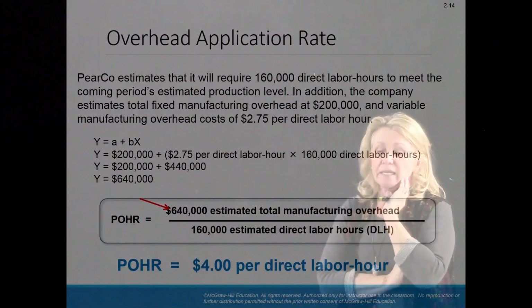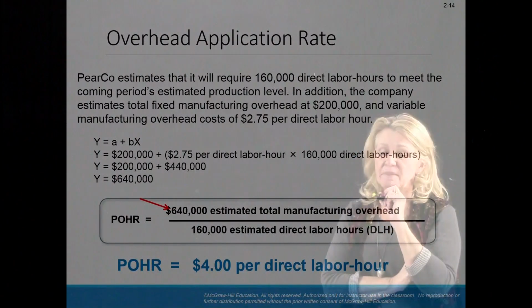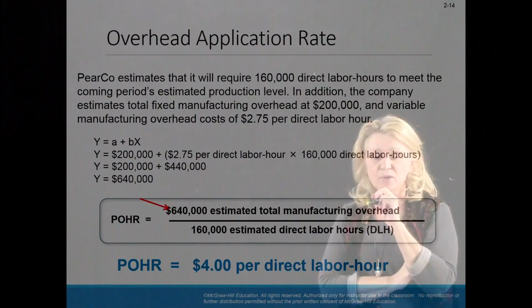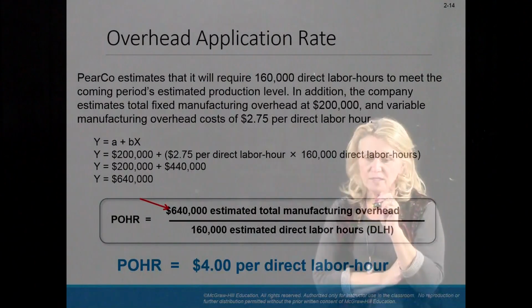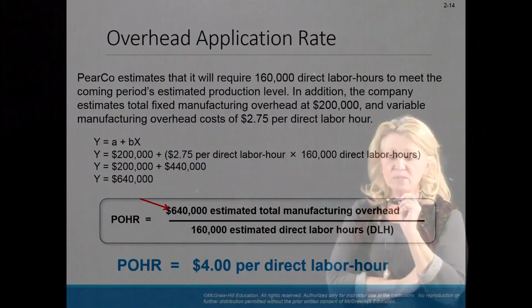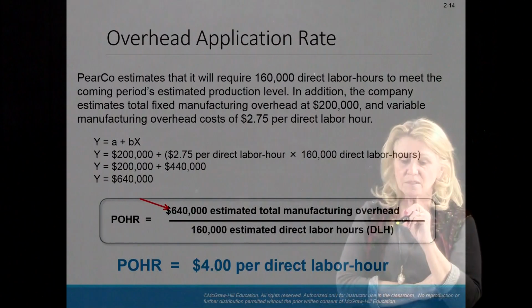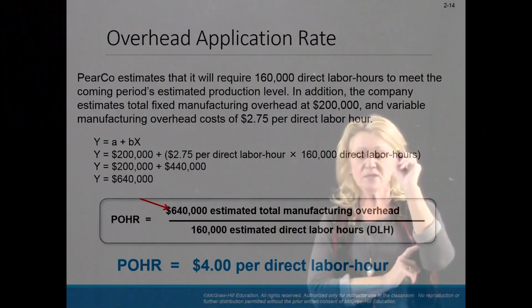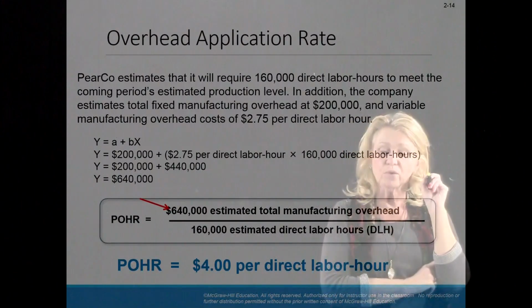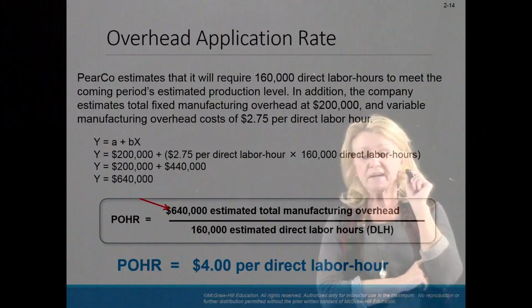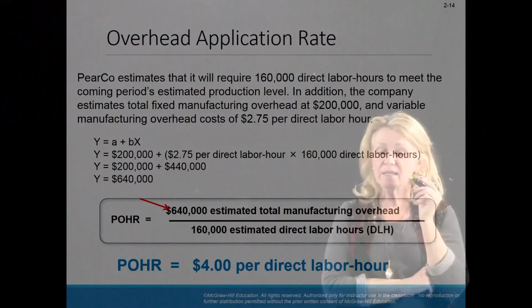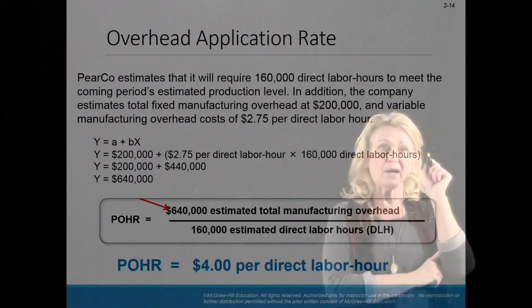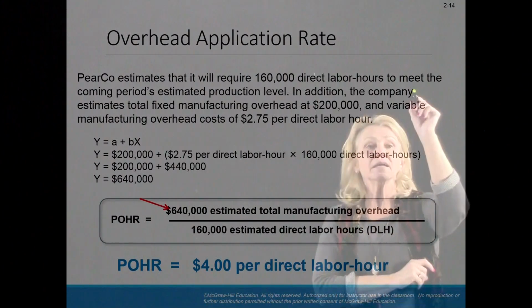So if you take 200,000, which was the fixed manufacturing overhead, plus $2.75 times 160,000, which equals 440,000, that equals 640,000. So we have 640,000 estimated total manufacturing overhead divided by 160,000 estimated direct labor hours. It equals $4 per direct labor hour. So in our situation, we had 10,000.